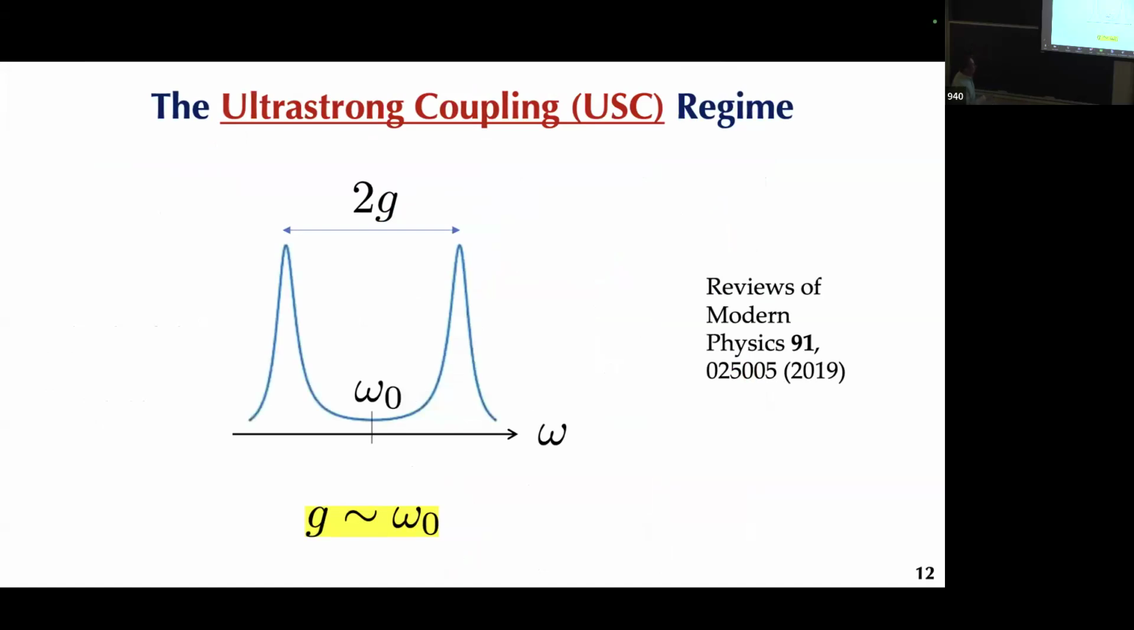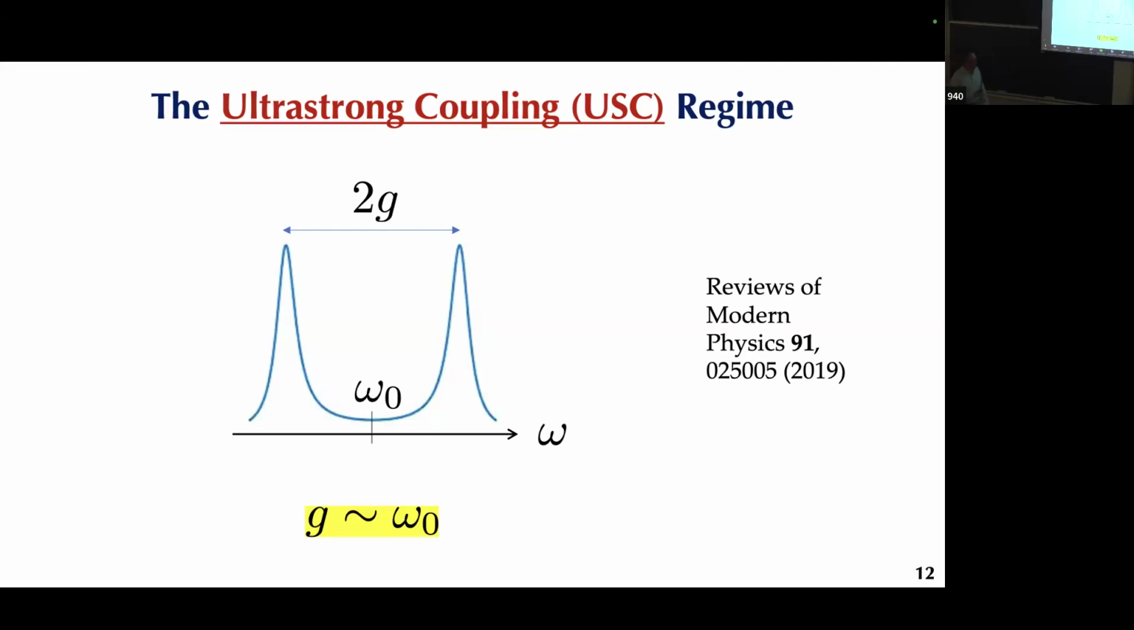But there are many, many different types of cavities available in the terahertz range. But this terahertz cavity QED allows us to go into an unusual regime of light matter coupling, which is impossible to achieve in atomic and molecular systems. This is the so-called ultra-strong coupling regime, where the Rabi splitting is comparable to or sometimes larger than the resonance frequency itself.